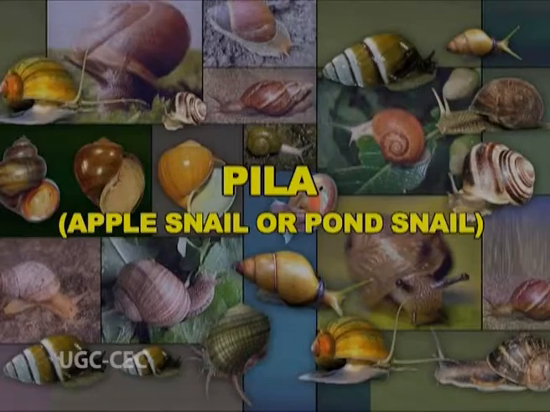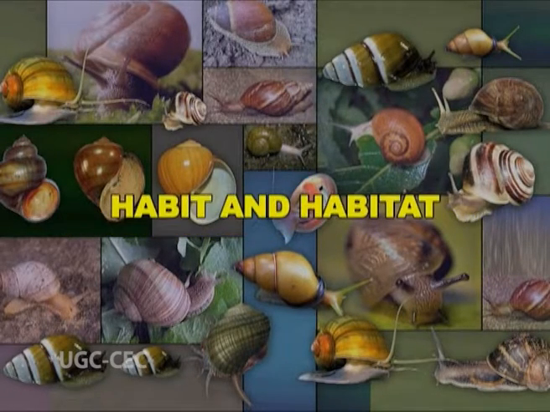Mollusca type study, torsion and detorsion in gastropods, Pila, apple snail or pond snail, habit and habitat. Pila globosa or the apple snail is one of the largest freshwater mollusks. It is commonly found in freshwater ponds, pools, tanks, lakes, marshes, rice fields and sometimes even in streams and rivers, even in brackish waters of low salinity.